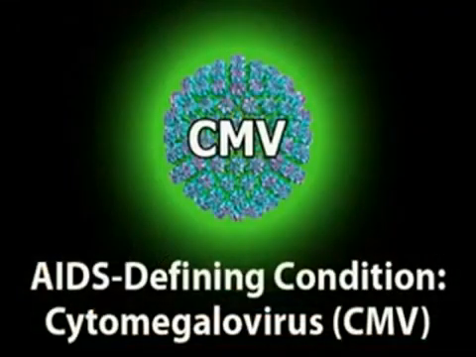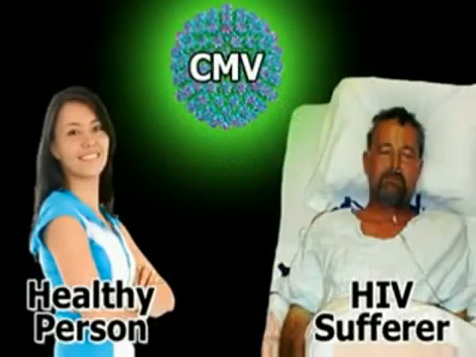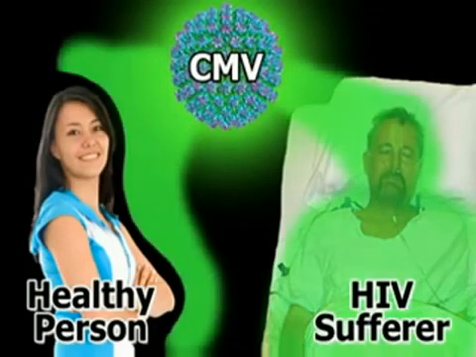Although HIV itself is a virus, another virus can enter the body and cause an opportunistic infection. One example is cytomegalovirus, or CMV, a herpes virus that healthy adults fight easily. In people with HIV, however, the virus causes damage to the body, most notably the eyes. If untreated, CMV can lead to blindness.